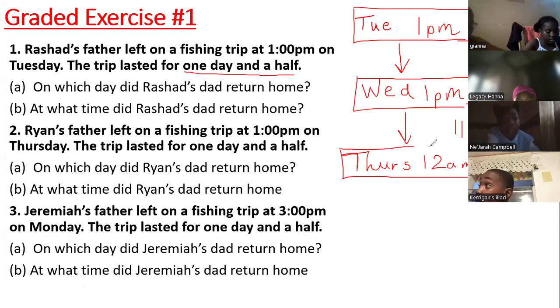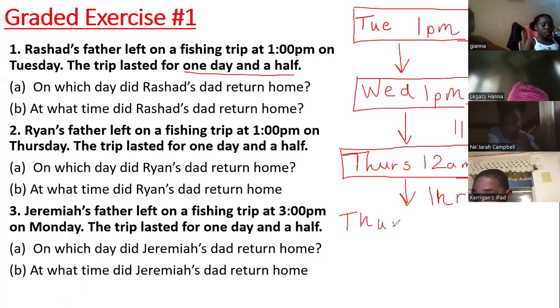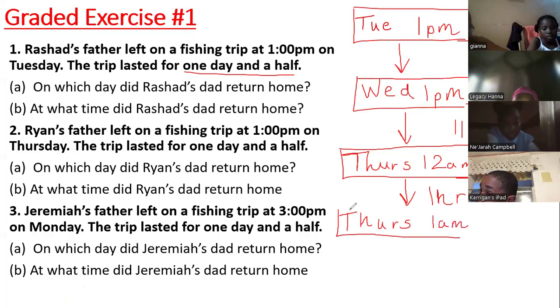Thursday at 12 a.m. And if we add one more hour, we're still on Thursday. Thursday at what time? 1 a.m. You can't just say 1 o'clock. You have to say 1 a.m. You understand me, Roscoe? So it's gonna be what? Thursday at what time? 1 a.m.